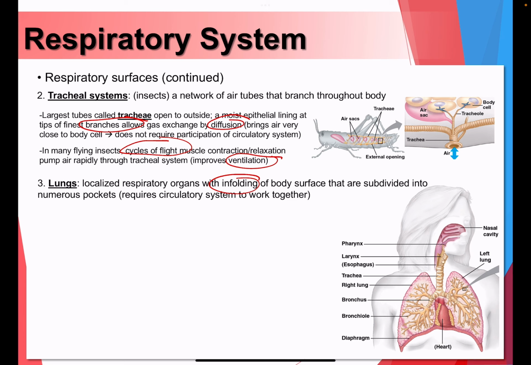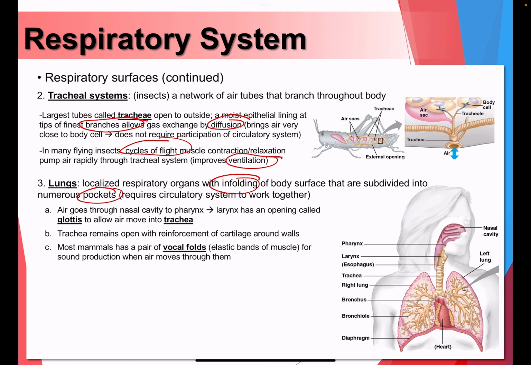And there are many, many branches. You start with a big one, branch into a smaller one, and they're subdivided into numerous little pockets or air sacs that do the gas exchange. In the lungs' case, we call them alveoli. So let's go through the process and all the organs involved with respiration.